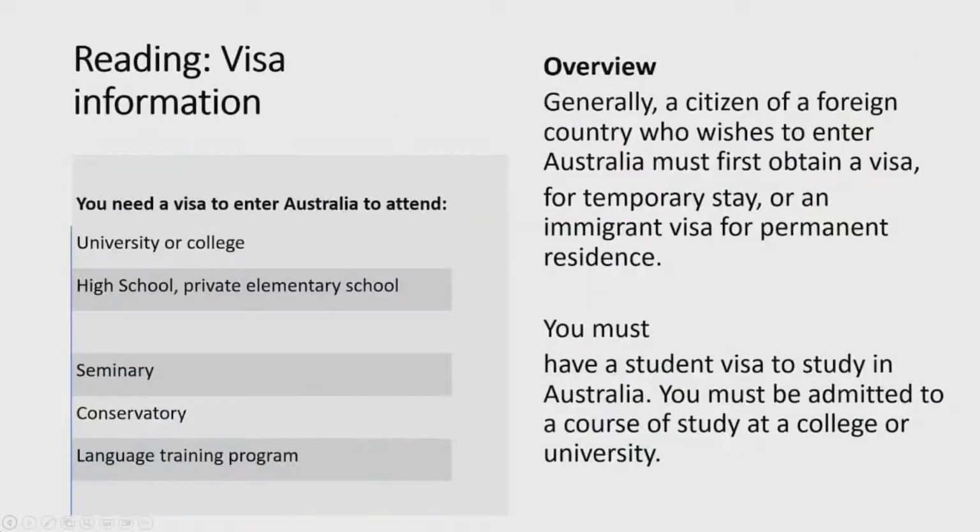So here are the tasks in this scenario, one by one. Now this is shown in a summarized form on the screen. There was a lot more. So you need a visa to enter Australia. These are the different types you can get for different purposes and different contexts. You can go to study in a university or college or high school, seminary, conservatory, or a language training program. And generally, if you're a citizen, you've got to get a visa, and for a student visa in Australia, you must be admitted to a course, and this goes on and on for a whole web page.